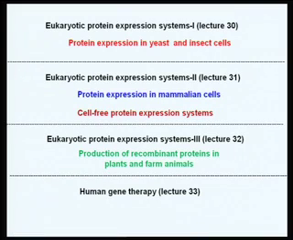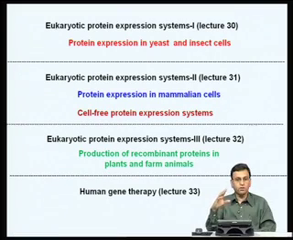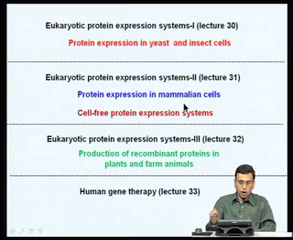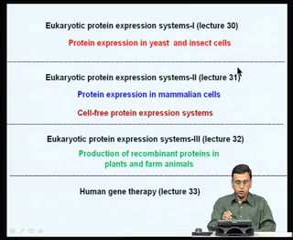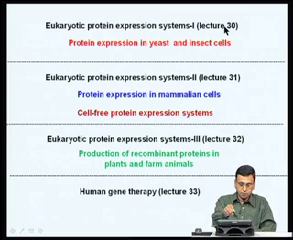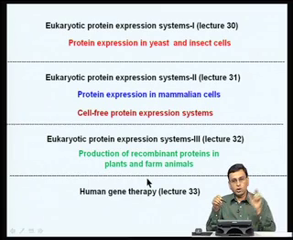So, today let us start looking at eukaryotic expression systems, and this is the first in this series of lectures. I have divided this entire talk on eukaryotic protein expression systems into at least 3 or 4 different parts. Today we are going to talk about protein expression in yeast and insect cells, and in the next class we are going to talk about protein expression in mammalian cells. Following that we are going to talk about how expression vectors have been designed to make recombinant proteins in plants and farm animals.